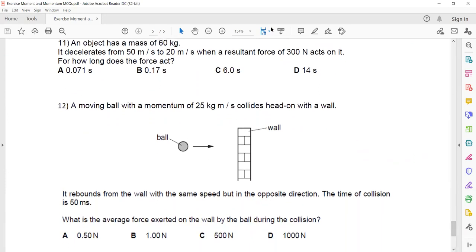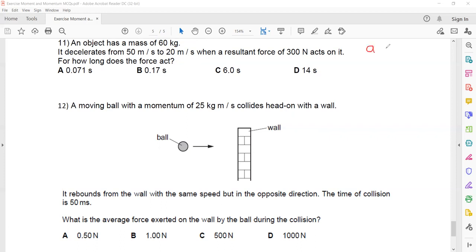In question 11, an object having a mass of 60, so mass is given to you, decelerates. So mass is 60, starting velocity is 50, and the final velocity is 20. When the resultant force of 300 Newton acts on it, how long does the force act? So we have to find the time.